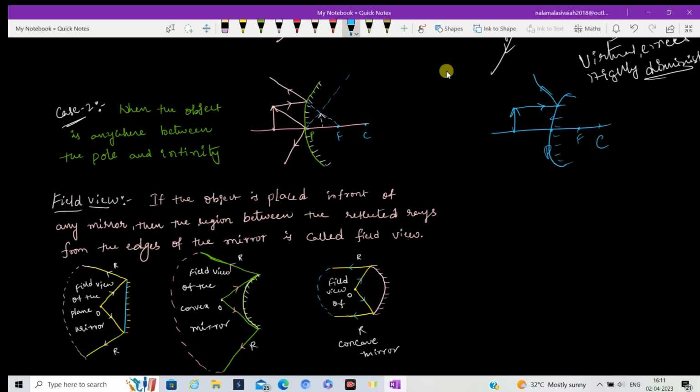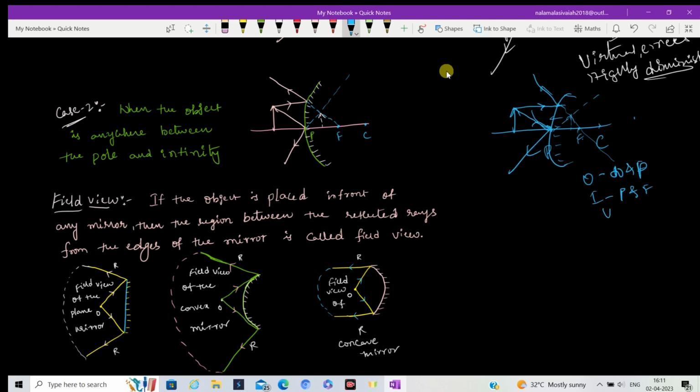one light ray I am taking, another light ray will be incident at the pole, then it will be reflected back. Then you extend these light rays, and those will be meeting behind the mirror, between pole and focus. So the object is between infinity and pole, and the image is forming between pole and focus.